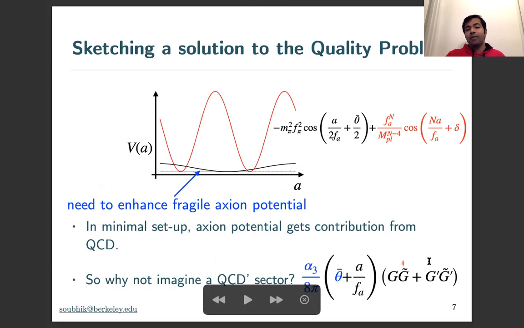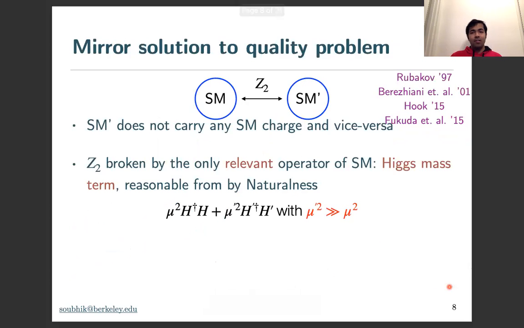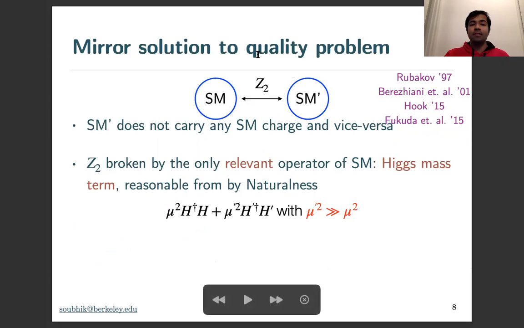So of course, coupling it to a mirror QCD group can also give rise to a potential. However, the crucial point is that we have to make sure that this new QCD prime generated contribution to the axion potential is aligned with the QCD generated one. And the way we'll do it is we'll impose a Z2 symmetry.